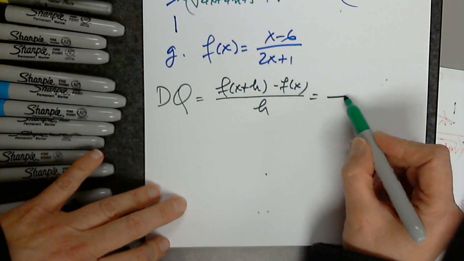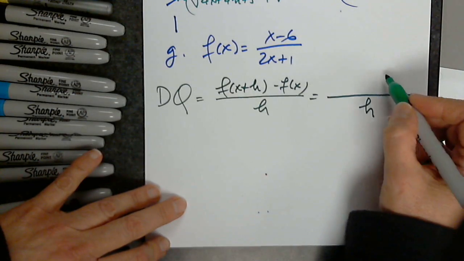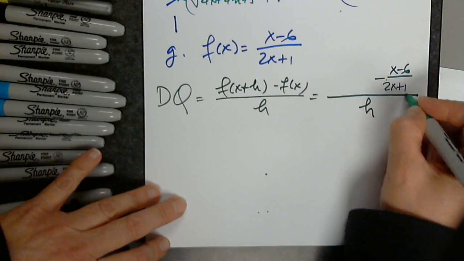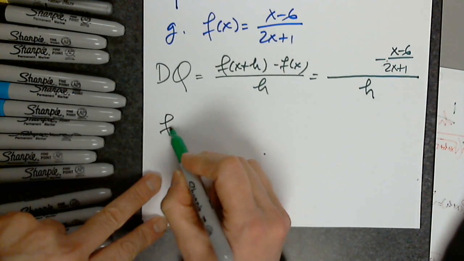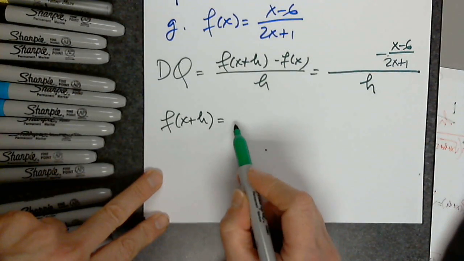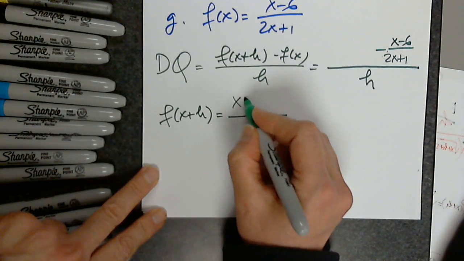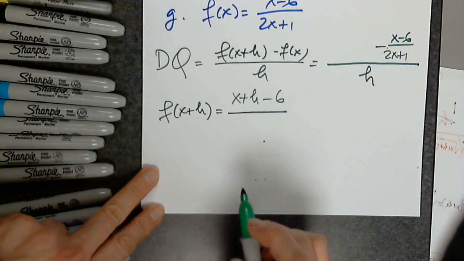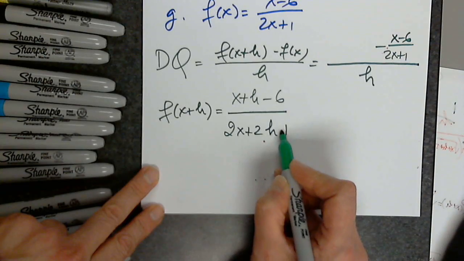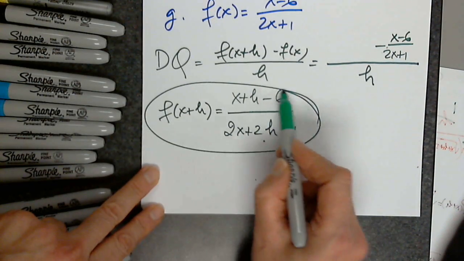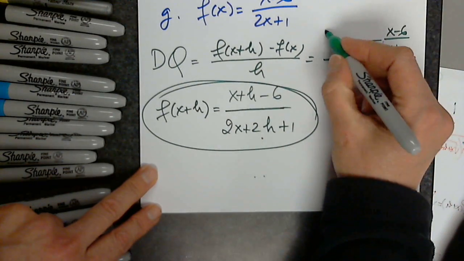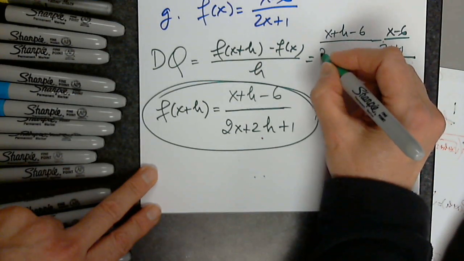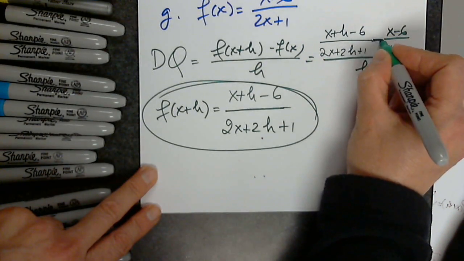Good. So now I have to be very careful. f of x plus h minus f of x, over h. Minus x minus 6 is fine. That's no problem there. But now I have to be very careful how I write f of x plus h. So f of x plus h equals, let's write it here. Good. Excellent. Please be very careful on this. And this is what I have to put up here. This is that third piece. So x plus h minus 6 over 2x plus 2h plus 1.